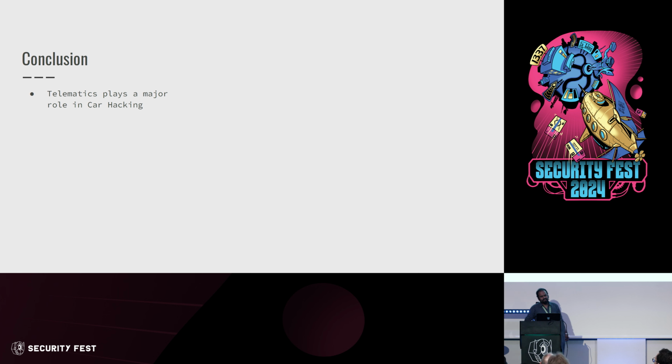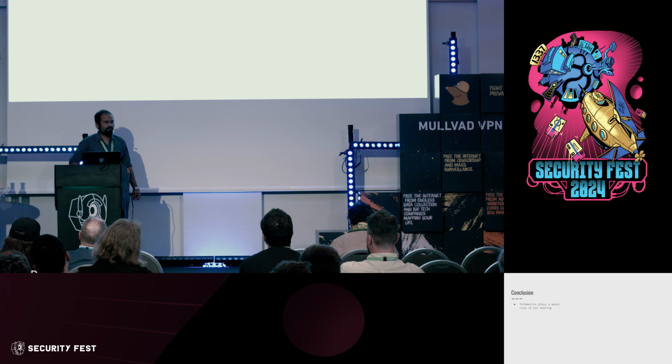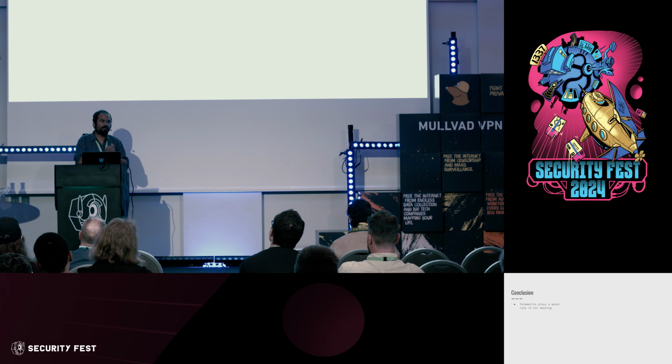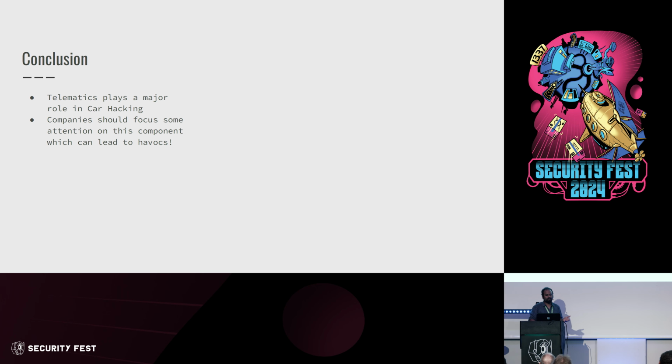So the telematics control unit plays a major role in car hacking. We cannot ignore that mechanism, and we cannot ignore the telematics control unit, because that is one of the most important key components. Companies should focus more on this specific component, and they should find some sort of security mechanism for it.